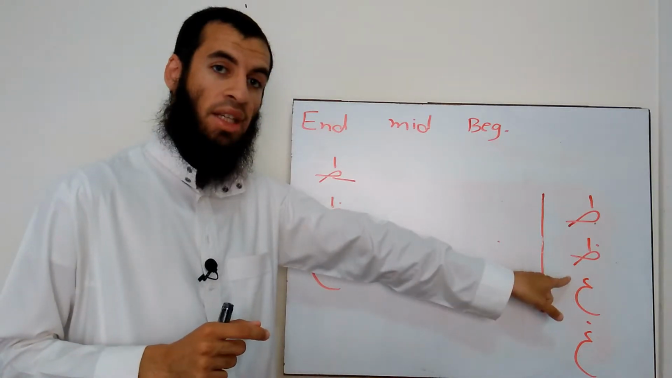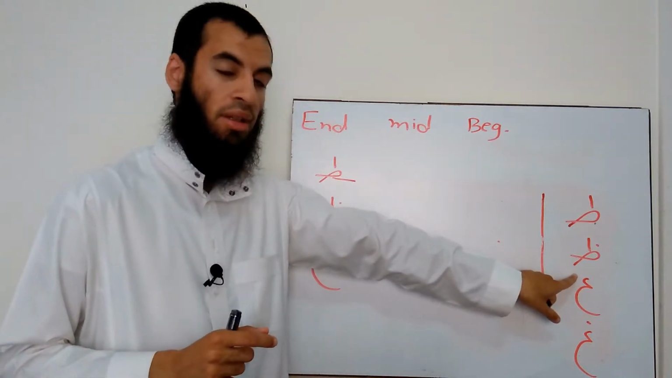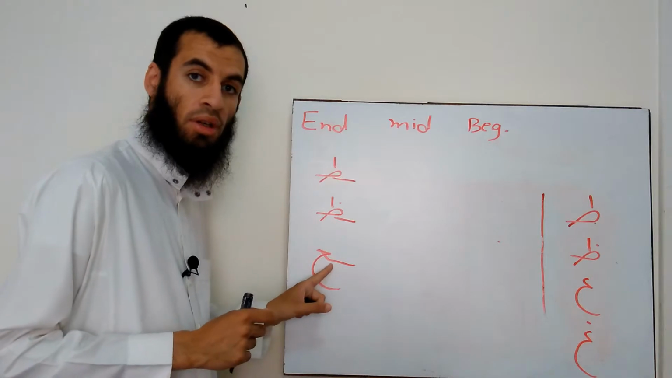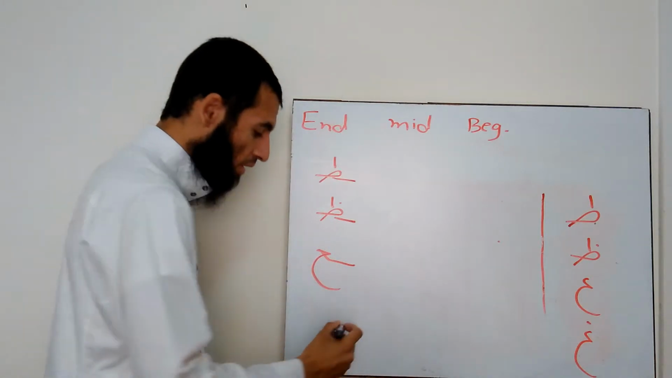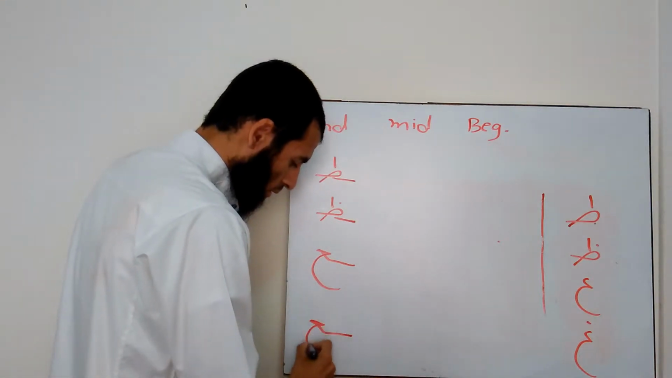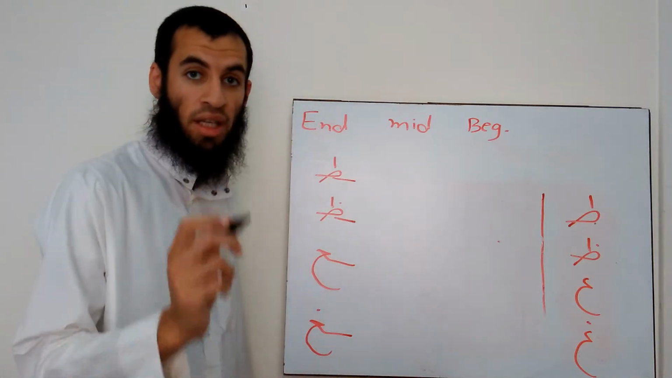The ellipse of the letter ain here is open, but here it is closed. Okay? Also for letter ghain, it will be like this.